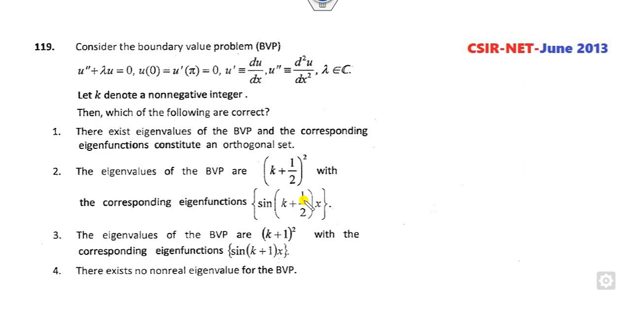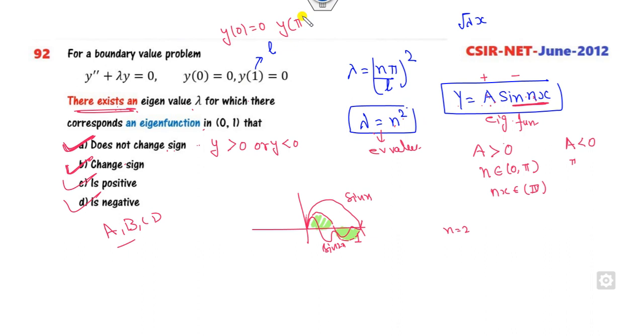Okay, now again, one tip for you. This is given to you. Here y of 0 is 0 and y of pi is 0, but here it is y dash. In the previous case, I told you the tip: when y of 0 is 0 and y of pi is 0, then the solution is n pi by l.